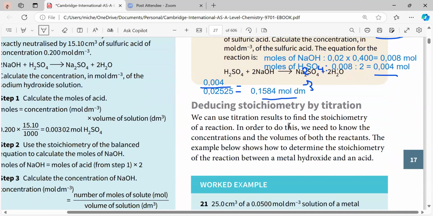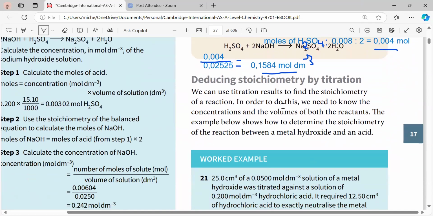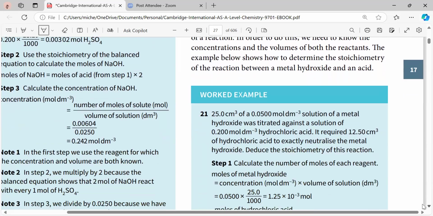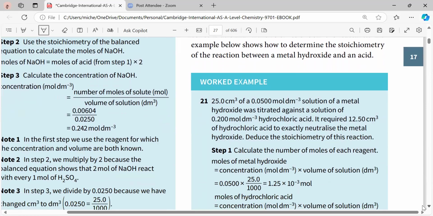So, deducing stoichiometry by titration. We can use titration results to find the stoichiometry of a reaction. In order to do this, we need to know the concentrations and the volumes of both the reactants. The example below shows how to determine the stoichiometry of the reaction between a metal hydroxide and an acid. Like usual, we're going to go through the worked example first. And I hope you can hear my voice clearly. I'm trying to speak slowly.